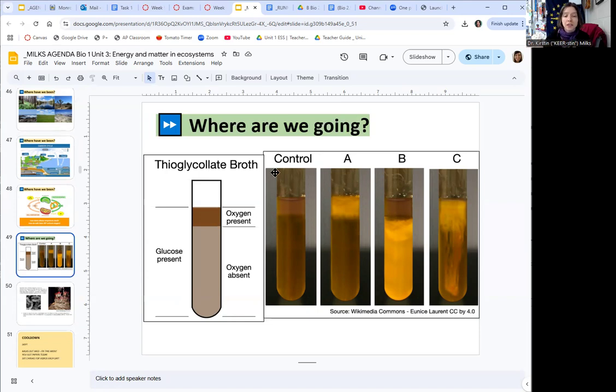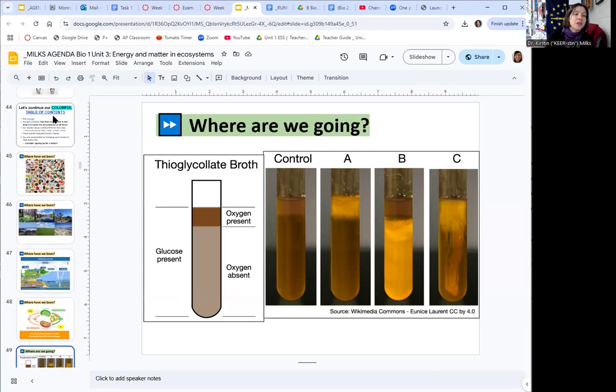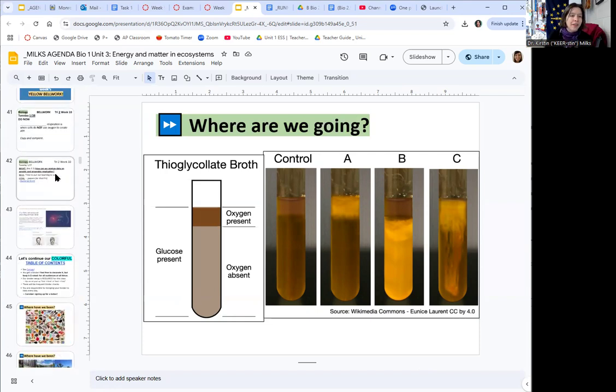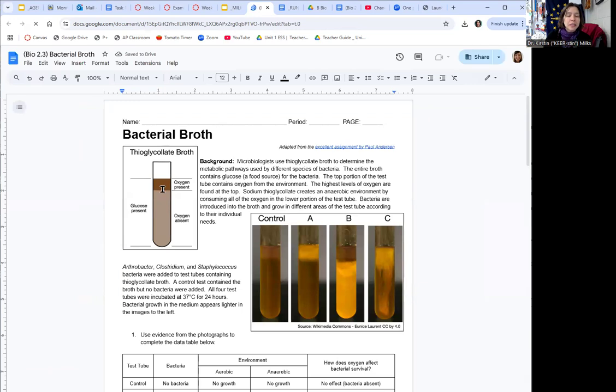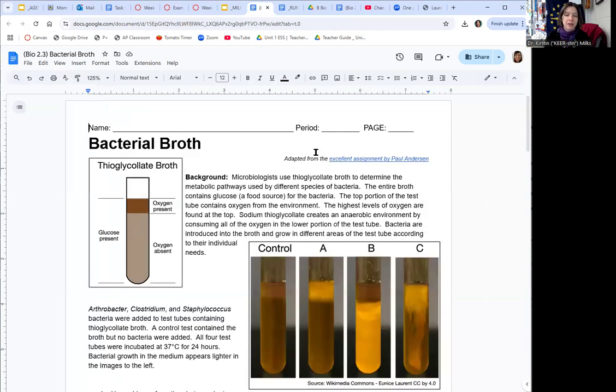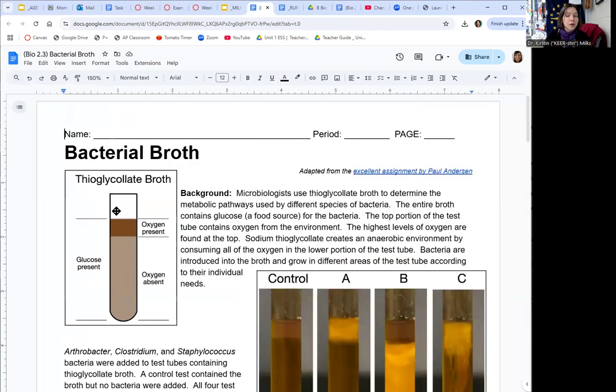And so here is a tube with nothing growing. Here are 3 tubes that have different types of microbes growing in them. And you're going to use that to be able to work on the assignment bacterial broth, the same way that soup is like broth. Microbiologists use this type of broth, thioglycolate broth, to determine the metabolic pathways used by different species of bacteria. So again, the entire broth contains glucose, a food source for the bacteria.